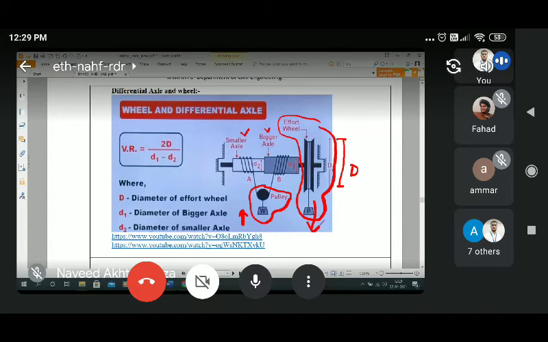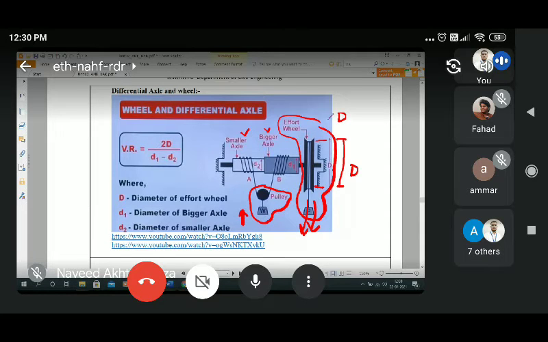So you can see here, when we have to lift the load upward, we need to pull this rope downward. So if you pull it, the effort wheel will rotate. Here D is the diameter of your effort wheel, D1 is the diameter of the larger or bigger axle, and D2 is the diameter of the smaller axle.